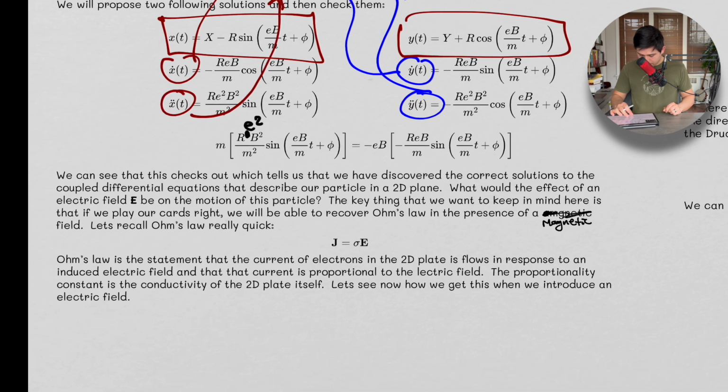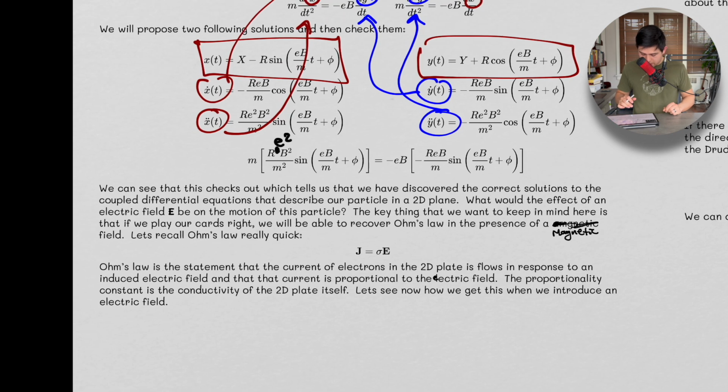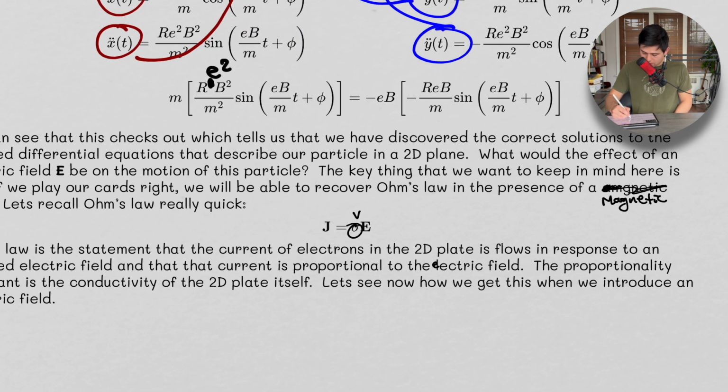Magnetic. And then where's the other? Electric. The proportionality constant is the conductivity of the 2D plane itself. Okay? That's this proportionality constant, and that's going to be the conductivity. Conductivity constant.